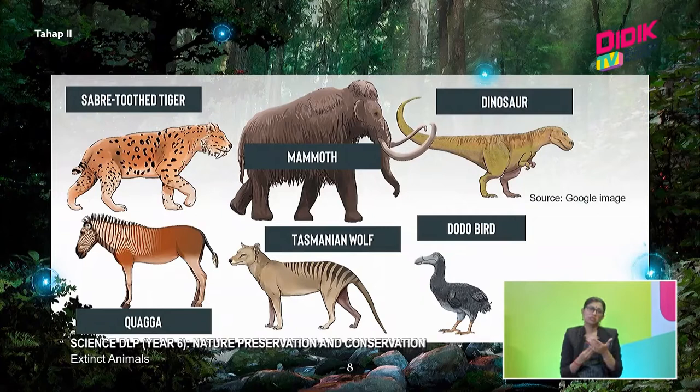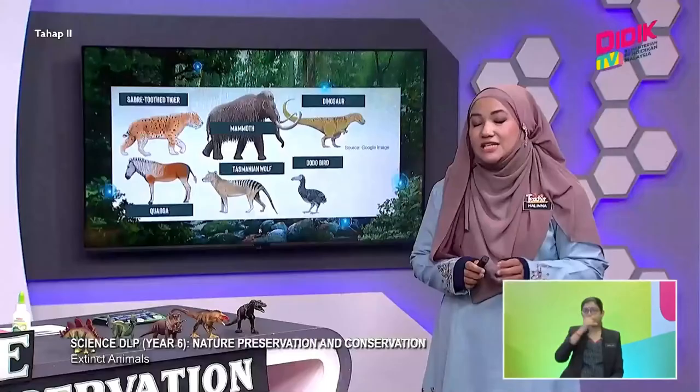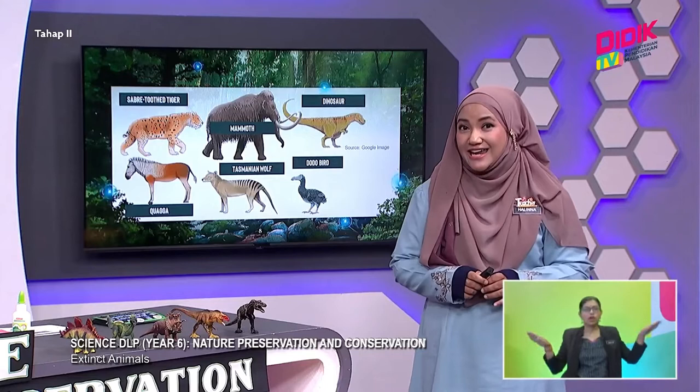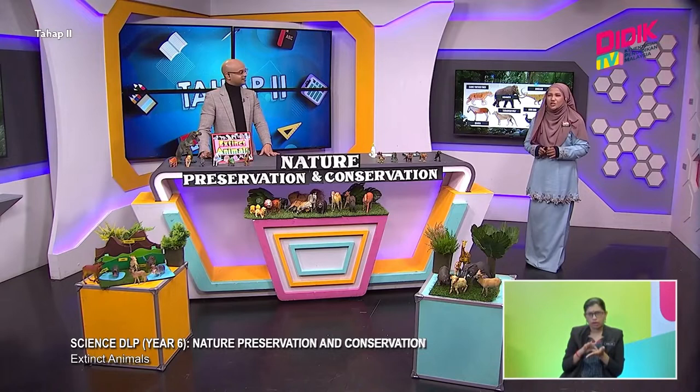And then we also have Tasmanian wolf. The frontal part looks like a wolf, but the hind part looks like the stripes of a tiger. So sometimes this Tasmanian wolf is also known as Tasmanian tiger. It's the same animal, actually. And last but not least is the dodo bird. If you look closely, the dodo bird's wings are really small. So it's actually a flightless bird, that means it cannot fly. Similar to chickens, yeah? But I think I saw some chickens fly. Oh, yeah. I've seen that as well.